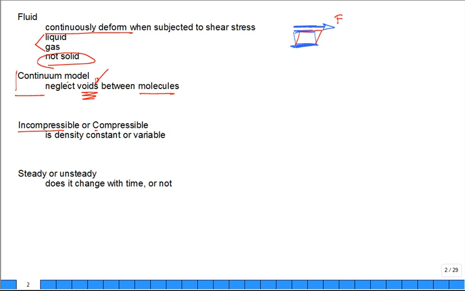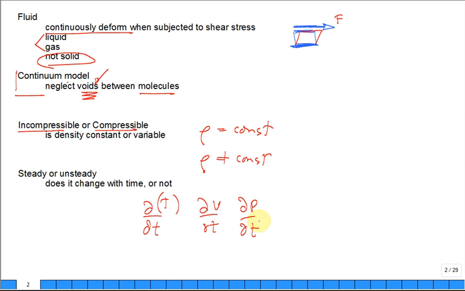Incompressible versus compressible is about how the density changes. Is the density a constant? If I boost the pressure but the density doesn't change, incompressible. If the density changes, it's not equal to a constant, then it's compressible. Steady or unsteady is about how things change with respect to time. Does the temperature change with respect to time? The volume? Does the pressure change at any point or location or for the system with time? If it doesn't, then it's steady. If it does, then it's unsteady. True? All those terms should be very familiar to you.